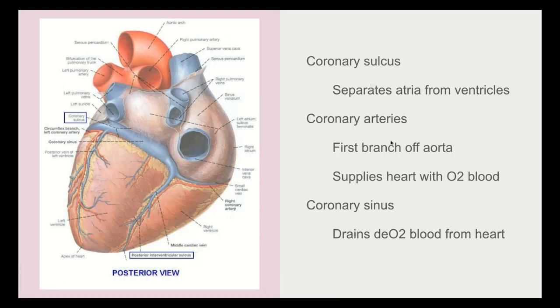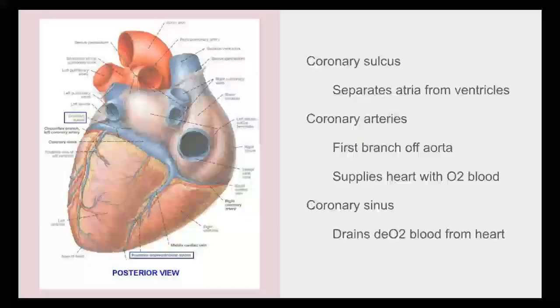Then we have the coronary arteries, and the coronary arteries are essentially the first branch off of the aorta. Someone once told me that the coronary arteries are the first branch off of the aorta because the heart is greedy. The heart needs to feed itself first. So the heart makes sure that it gets its own oxygenated blood before anything else in the body. So remember that, the heart is greedy, so the first branches off of the aorta are the coronary arteries.